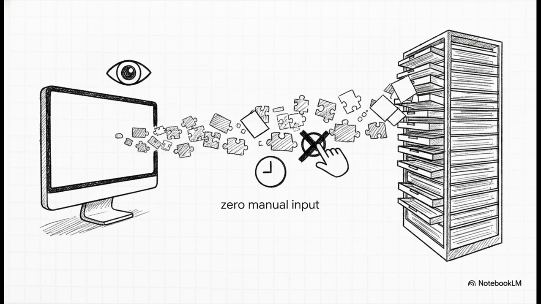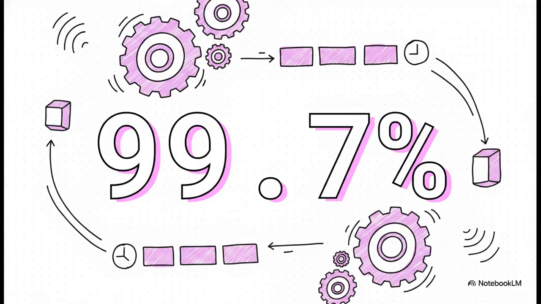Without you ever having to click a single button, it captures, indexes, and semantically archives every visual moment of your workflow. Every screen state, active window, and bit of context is timestamped and text extracted into a highly searchable memory layer. It requires absolutely zero manual input from you. And the specs on this are just incredibly robust. The platform claims a 99.7% capture accuracy.